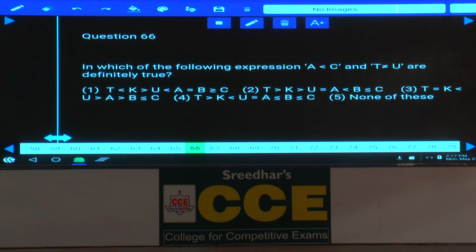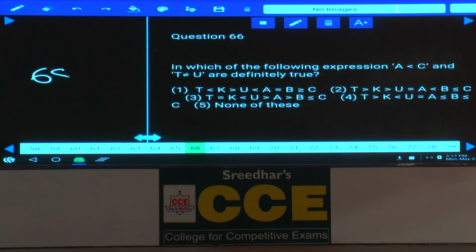Paper number 688. And this 688, question number 66 onwards. Now in question number 66, tell me what is the answer you got. Now it is based on coded inequalities. Yes, tell me the choice.